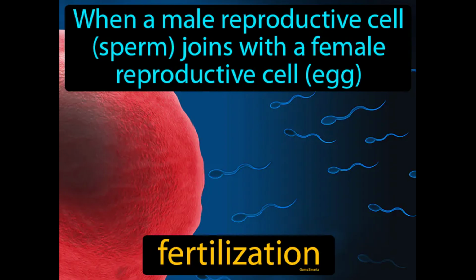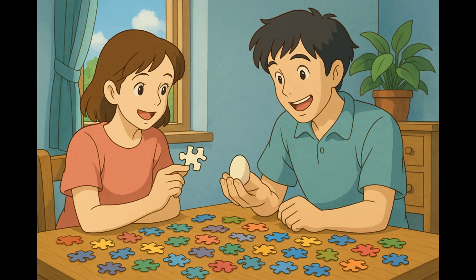When a male reproductive cell, sperm, joins with a female reproductive cell, egg. Fertilization is the process where the sperm and egg merge to form a new organism. Imagine you're trying to find the perfect match for a puzzle piece among a pile of scattered pieces. Much like how the puzzle piece needs to fit perfectly with its counterpart to complete the picture.